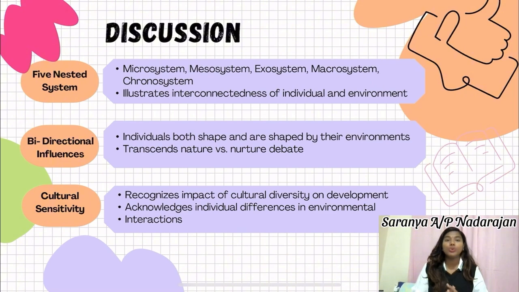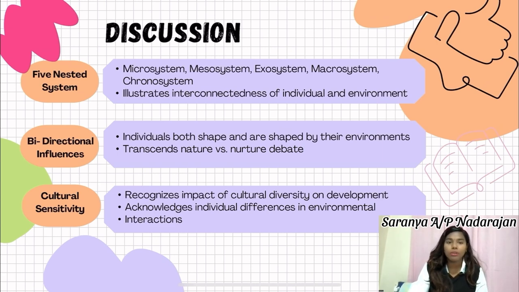Hello everyone. Today I'll be discussing Urie Bronfenbrenner's ecological system theory. It's a comprehensive framework for understanding human development by examining the intricate relationships between individuals and their environments throughout their lives. So firstly, I'm going to start with the overview of the theory. Bronfenbrenner's theory outlines five interconnected systems that shape an individual's development: the microsystem, mesosystem, exosystem, macrosystem, and chronosystem. These systems range from immediate settings like family and school to broader societal influences.